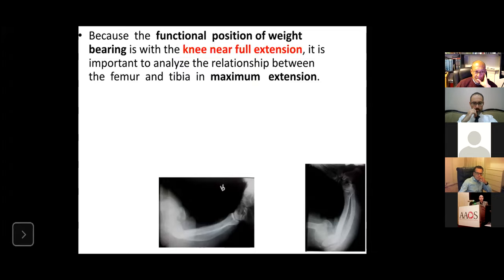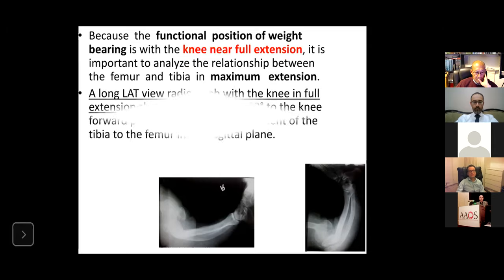Another point for having the lateral view is we should have the knee nearly fully extended, because this is the functional position or the weight-bearing position of the knee. If we look at the X-ray on the left side, the technologist put the patient with the foot planted flat. But the proper one is like the right one, to have the knee fully extended irrespective of the position of the foot, to have the articular or weight-bearing part of the knee.